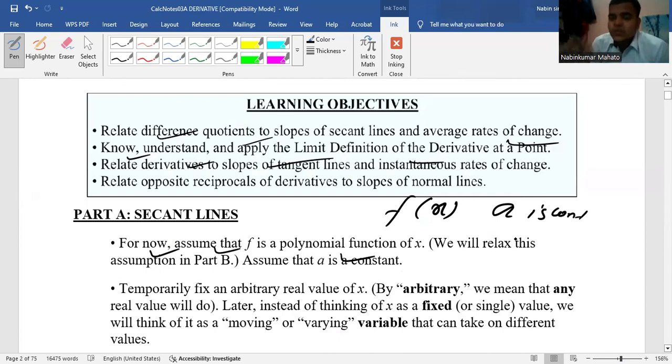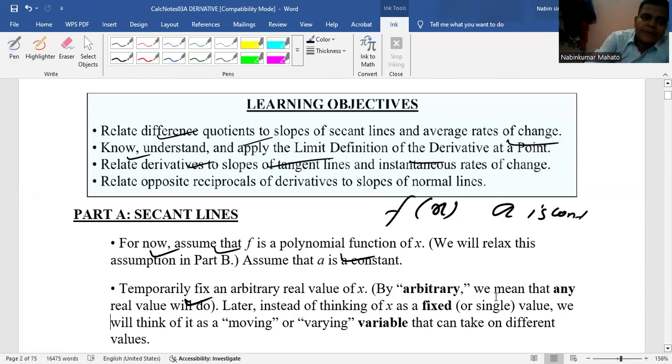Constant means those things which have a fixed value, or those functions which have fixed values. Temporarily fix an arbitrary real value of x. By arbitrary, we mean that any real value will do. Later, instead of thinking of x as a fixed or single value, we will think of x as a moving or varying variable that can take on different values.